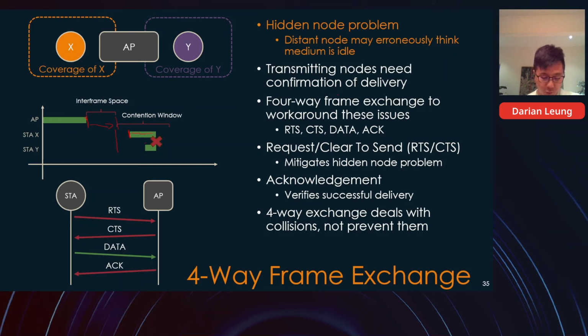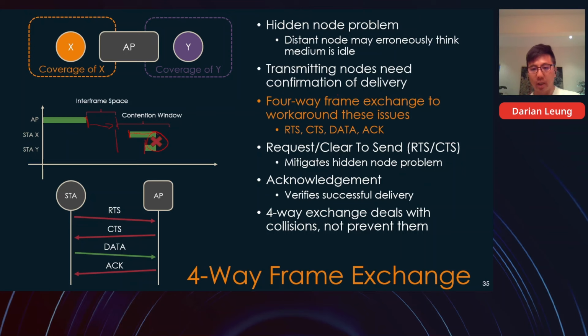However, because station Y is completely out of range of station X, station Y will think that the medium is idle, so it will start transmitting as well. The result of the simultaneous transmission is that there's a collision at the AP. Furthermore, only the AP detects a collision. Station X and station Y will have no idea that a collision occurred. Therefore, we need some way to confirm the successful delivery of a frame.